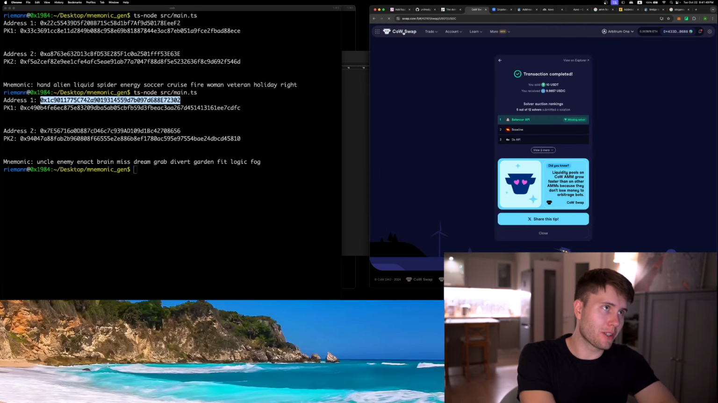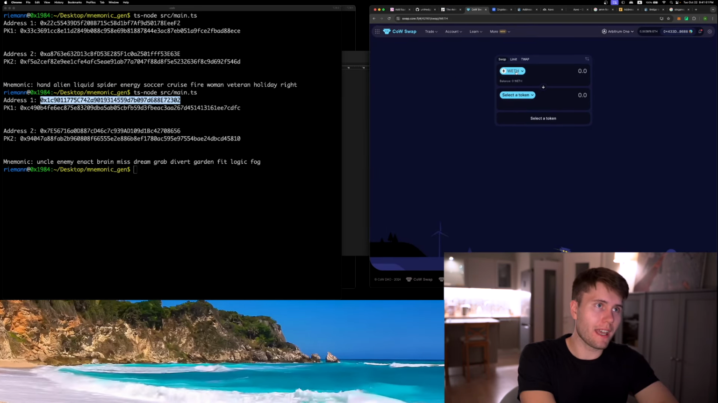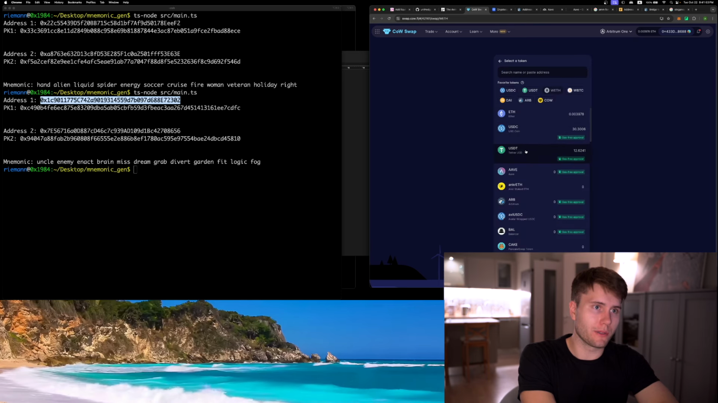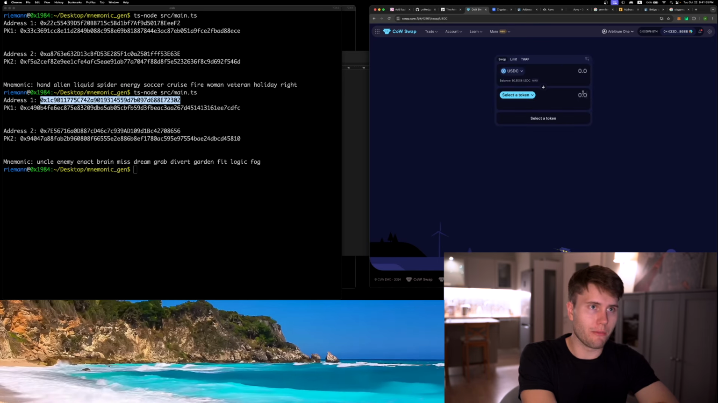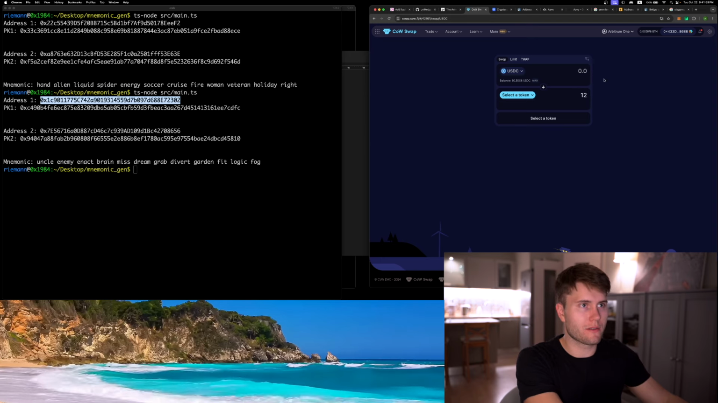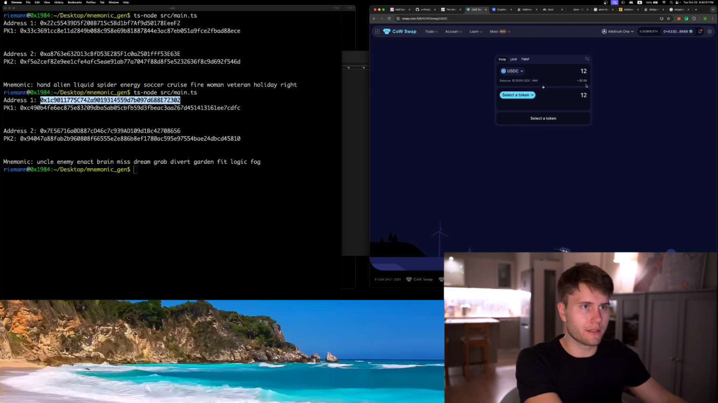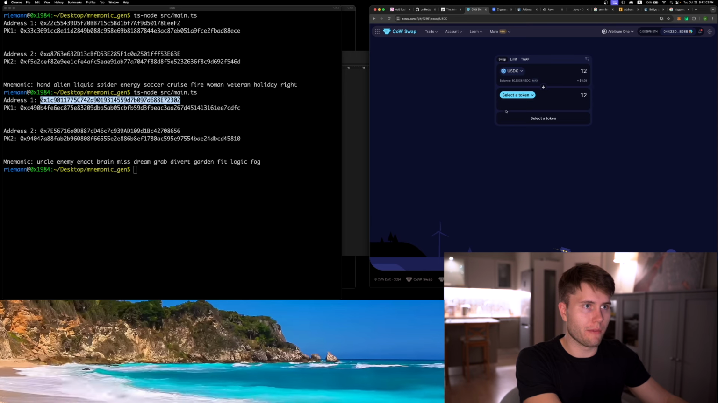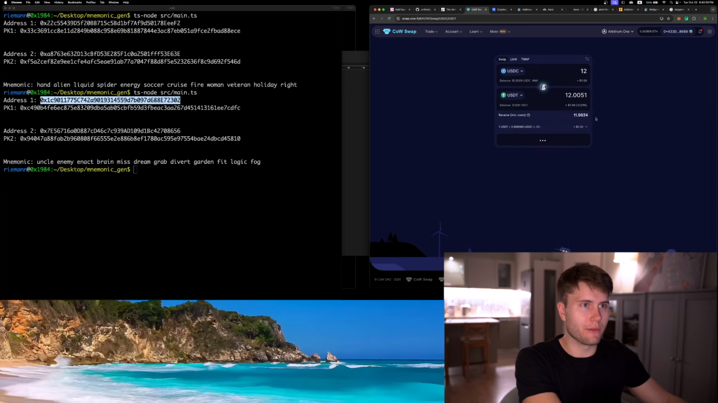So again, let's go back to CowSwap and do a swap on CowSwap. We have 30 USDC, and let's buy some USDT. So let's sell 12. Let's see how many USDT we get.